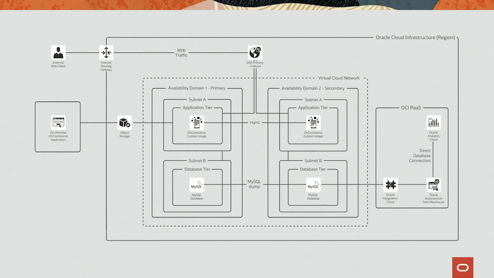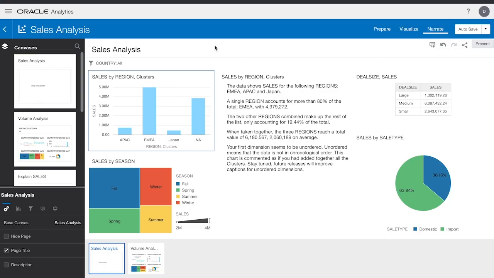From here, we can connect to Oracle Analytics Cloud, where we can get deep visualizations into our data. So within this console itself, I have some sample visualizations, such as sales by regions and clusters, sales by seasons, deal size, what have you. Should you so choose, you can also leverage prepackaged artificial intelligence and machine learning algorithms to get deeper insight into what's going on with your data.